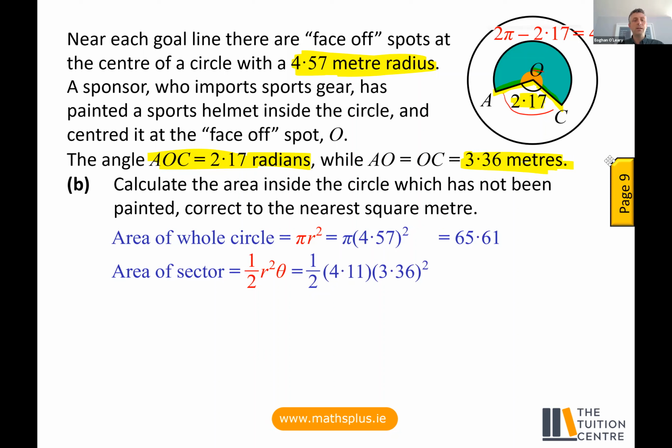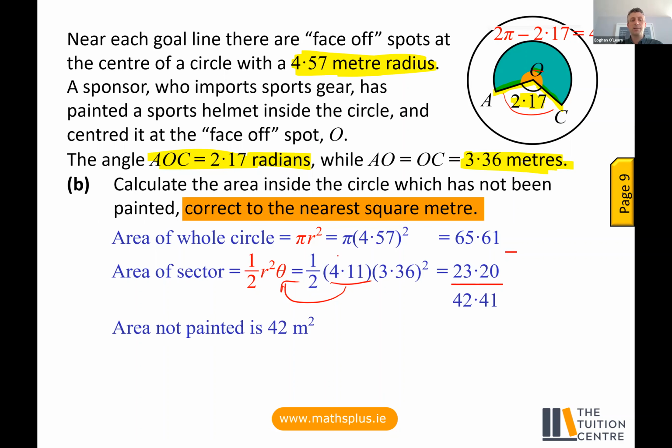That's my angle. So I'm going to have a half. The 4.11 is your theta, and your 3.36 is your radius, and you're going to be squaring that. And when you put that all together, you're going to get 23.20. You subtract that away from the area of the full circle, and you get your answer, 42.41. Let's just have a look back at the question again. To the nearest square meter, it's going to be 42 meters squared.